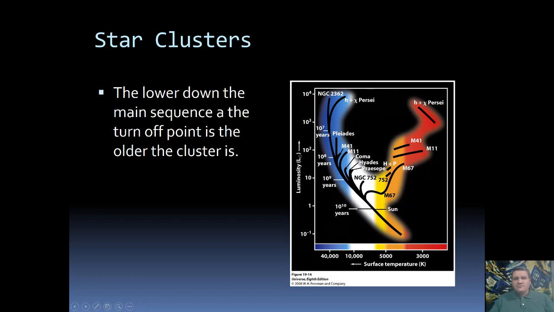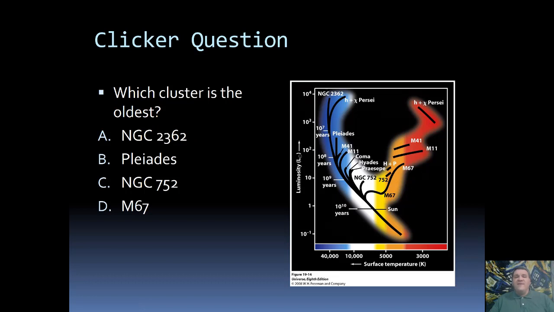of the cluster. So here is our fifth lecture quiz question. Which of these clusters is going to be the very oldest? NGC 2362 right here, the Pleiades there, NGC 752 through here, or M67 right here. Go ahead and think about it, and we'll discuss in just a bit.